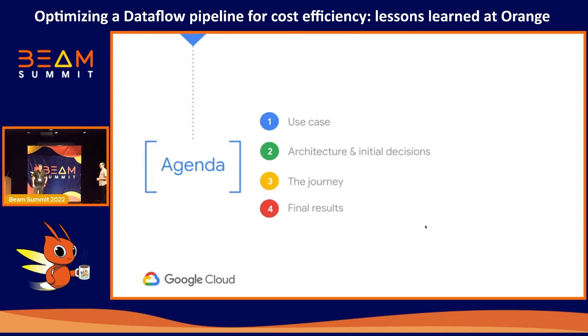Okay, so this is what we're going to present you. First, we're going to tell you about our use case for Orange, then the initial architecture that we had and the initial decisions. And then we'll take you through our journey of optimizing the Dataflow pipeline. And finally, we'll show you the final results that we had.